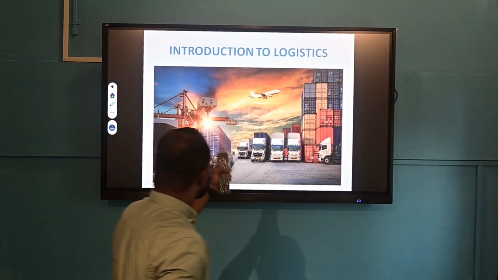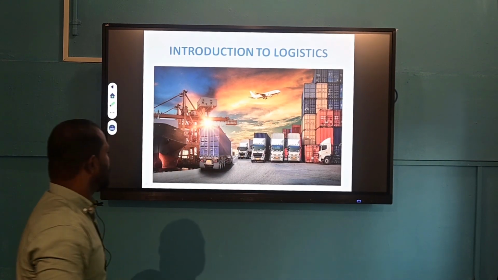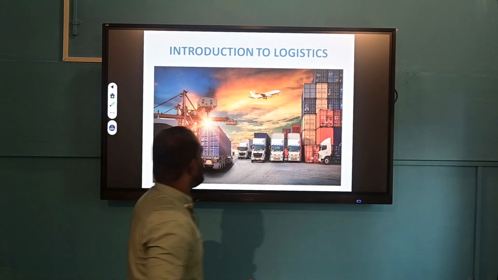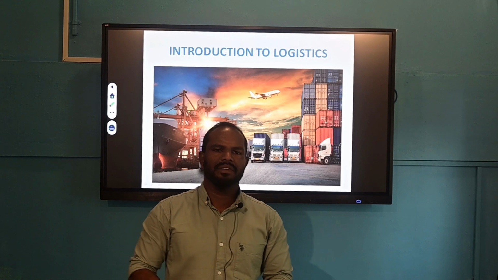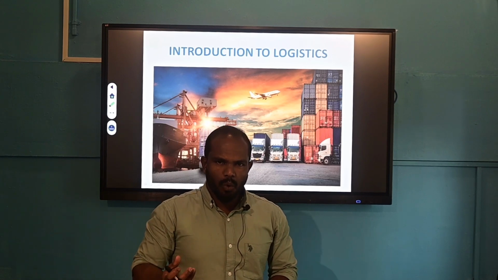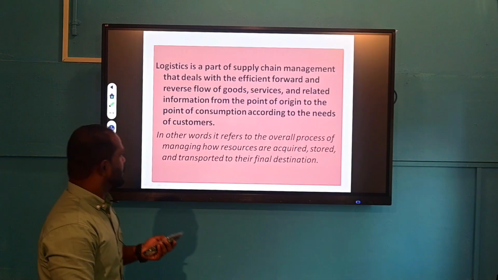Then we can identify these pictures. Introduction to logistics. We can see the different types of containers and different modes of transportation here. Now everybody can easily identify what logistics is. All the logistics operations are completely related to the movement of goods and services from origin to destination. It is the connecting link between the producers and customers.